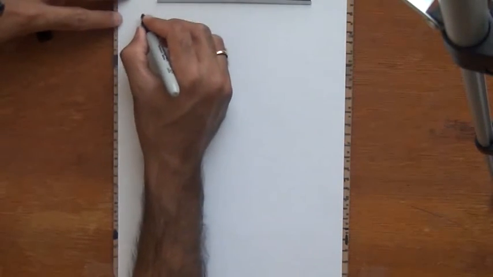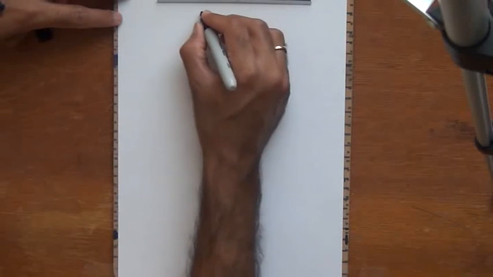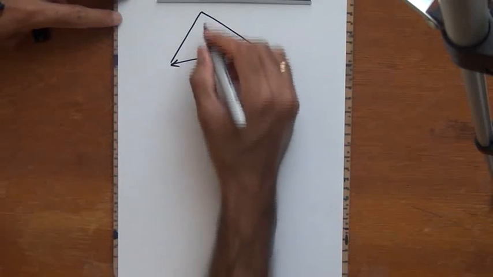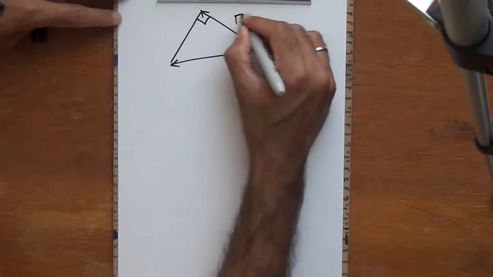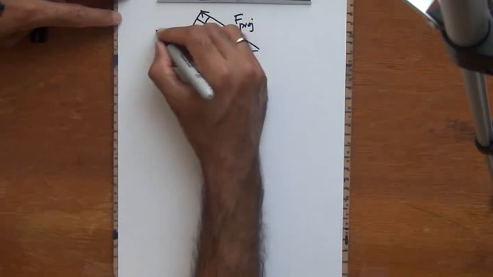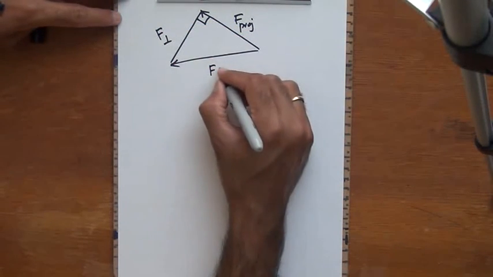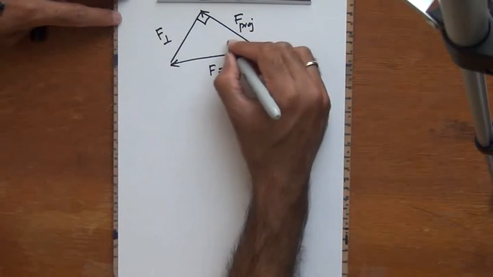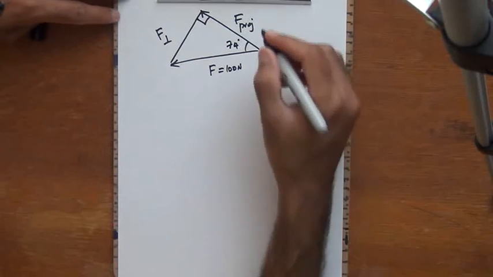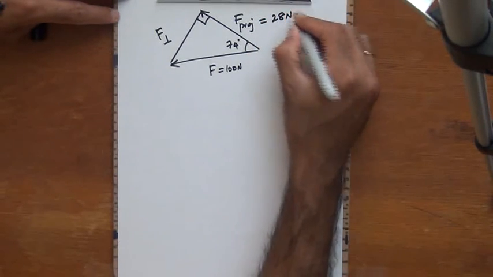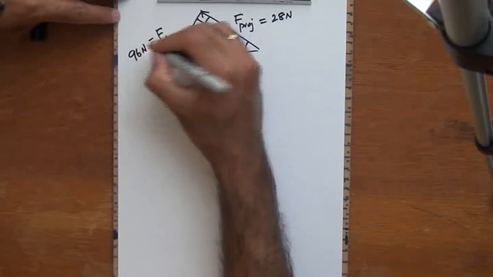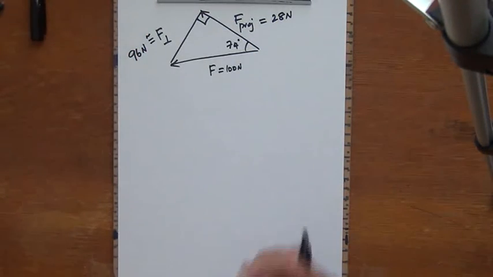Right, in summary, I have the following. I have first of all the triangle: F projection, F perpendicular, and the force F. This was 100 newtons. And then the angle here we found out to be approximately 74 degrees. F projection was 28 newtons, and F perpendicular we obtained this to be approximately 96 newtons.